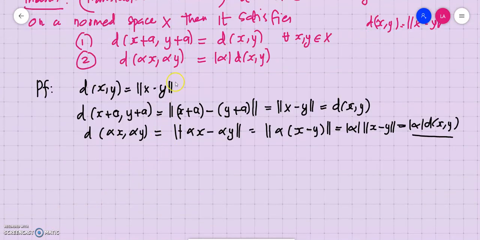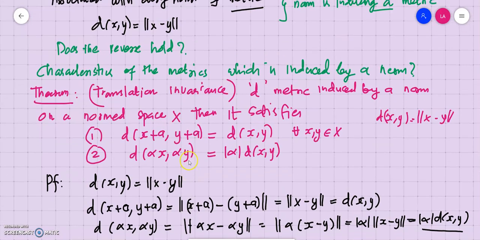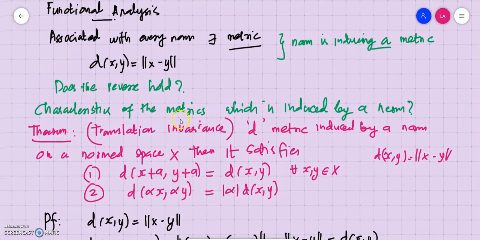Prove that these are the properties of a metric induced by the norm. Now we are going back to our original question. Our original question was, is every metric induced by a norm?